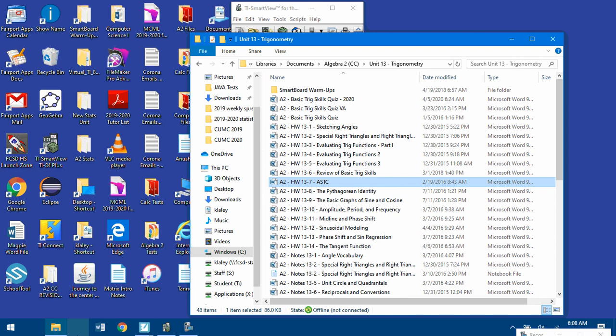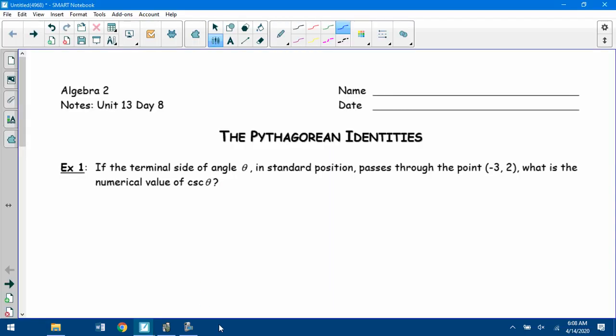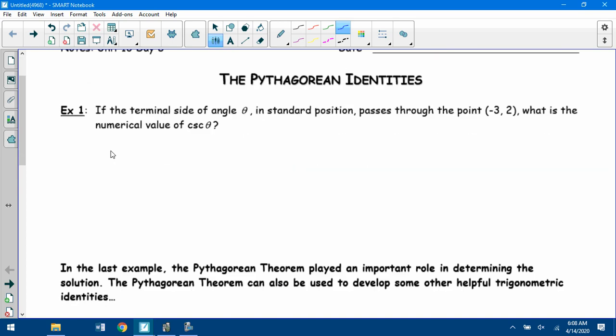Today's notes are all about something called the Pythagorean identities. But first, we've got example 1, which is kind of a holdover from yesterday's stuff. If the terminal side of angle theta in standard position passes through the point negative 3, 2, what is the numerical value of cosecant of theta?